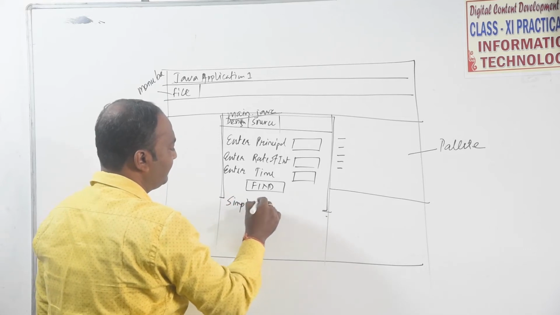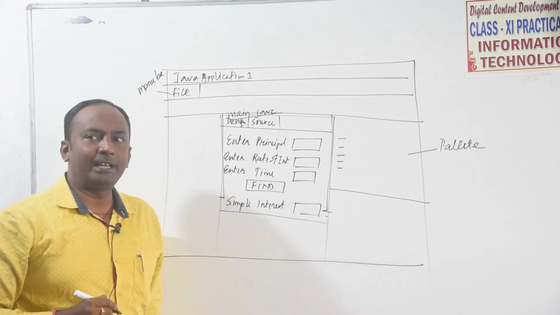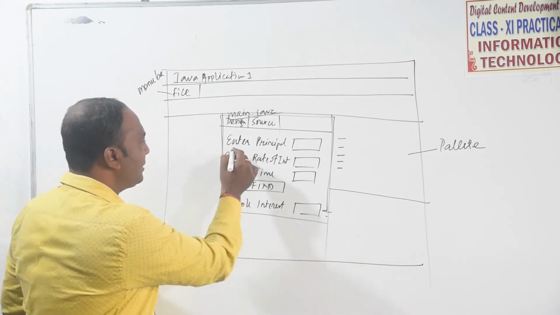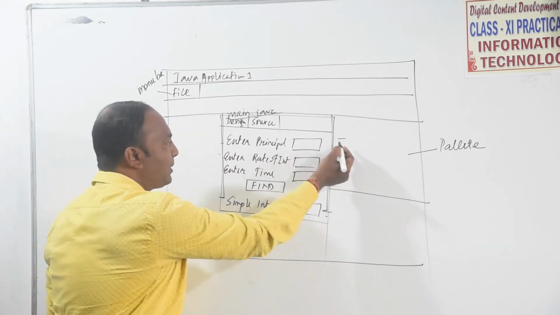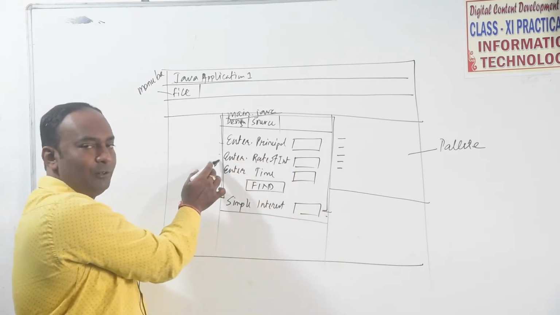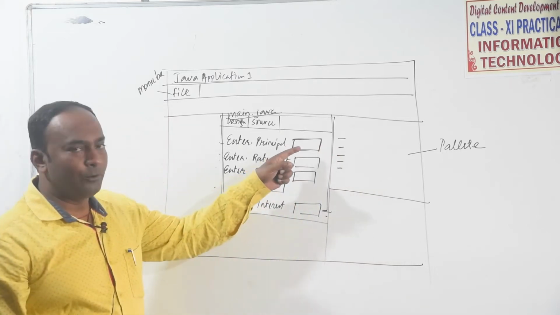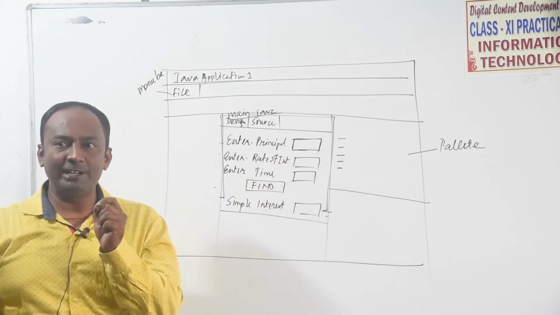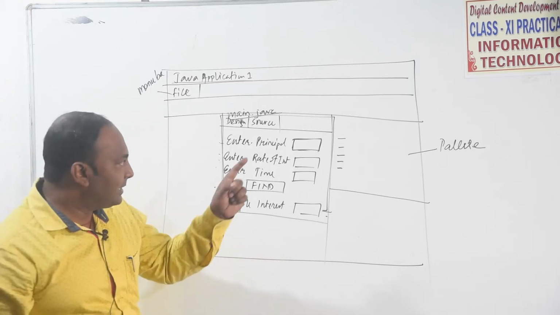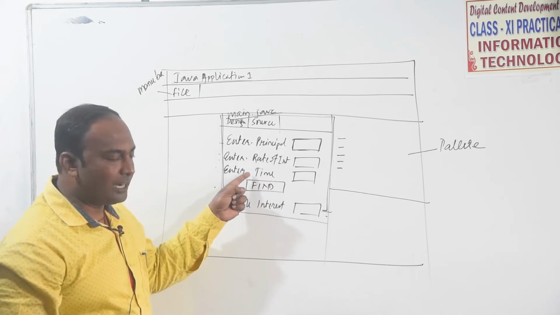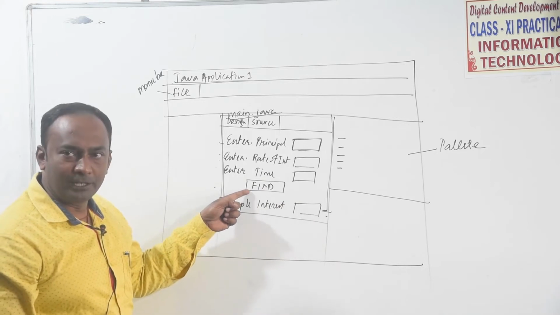Then simple interest is shown. Using this design, there are mainly 4 labels, which have to be dragged and dropped from the palette onto the form. So 4 labels are there: jLabel1, jLabel2, jLabel3, jLabel4. This is the text field. We have to identify which controls we are using in Java. These are the controls: labels, the text field controls, and this is the button.